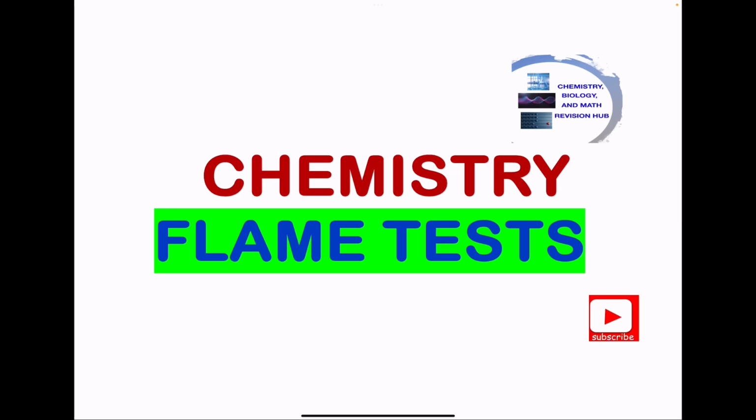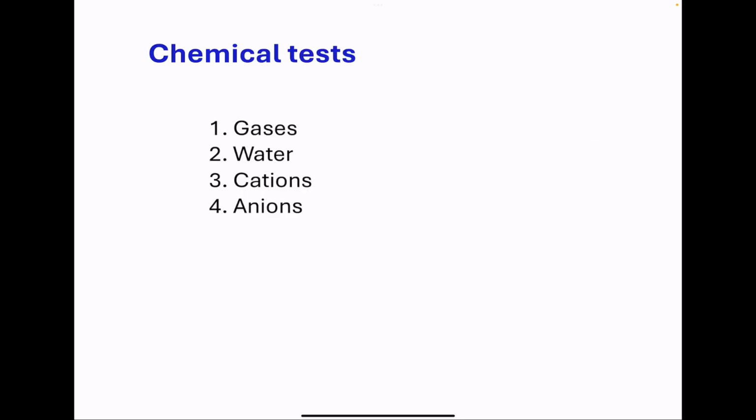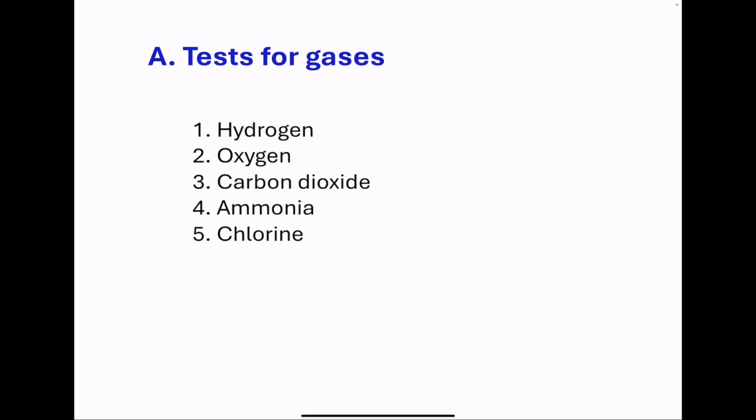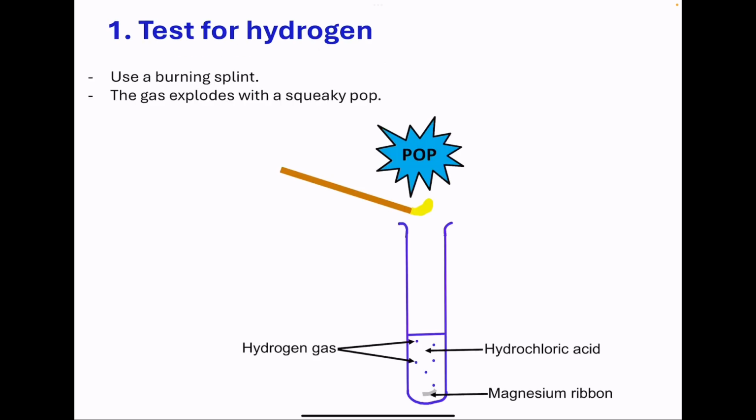Today we are doing the chemistry revision topics. This is flame tests. Of course, the flame tests are only for cations, but we'll be looking at all the tests that are included in your textbook: testing gases, testing cations, as well as anions. For gases, we're going to talk about hydrogen, oxygen, carbon dioxide, ammonia, as well as chlorine.